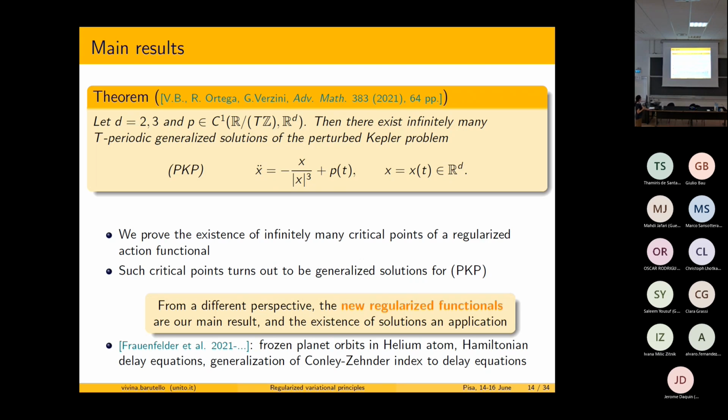This is our theorem. Our main result is the following. In dimension 2 and 3, you can take the force that you want, just a periodic force, without any other assumption, just regular, class C1. Then the perturbed Kepler problem has infinitely many periodic generalized solutions. So we have an existence result and a multiplicity result for any forcing term P.